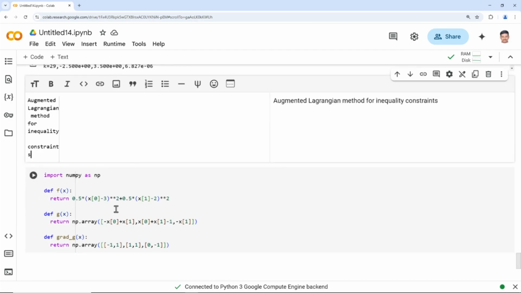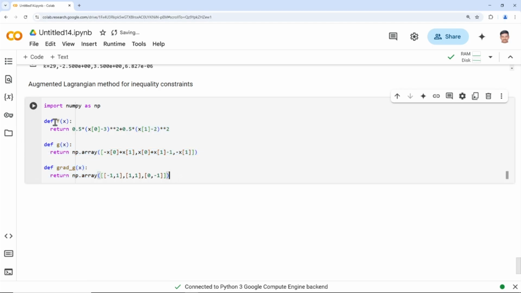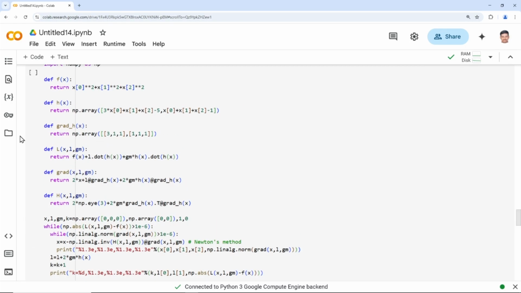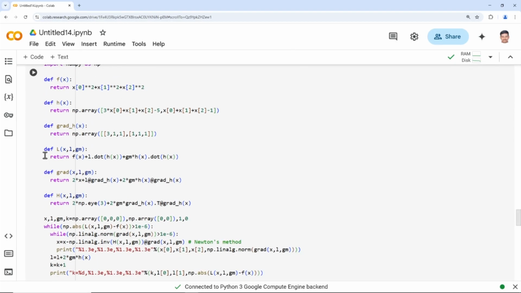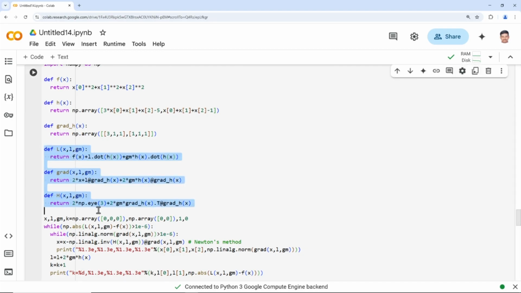Okay, so yeah, we have defined the function which is half x1 minus 3 the whole squared plus half x2 minus 2 the whole squared, and the constraints minus x1 plus x2 less than or equal to 0, x1 plus x2 minus 1 less than or equal to 0, and minus x2 less than or equal to 0, and this is the gradient. Now we will, yeah, copy this down. Since this was the augmented Lagrangian method for equality constraints, we will copy this down and change it. The augmented Lagrangian function, its gradient, Hessian, and the code, right.